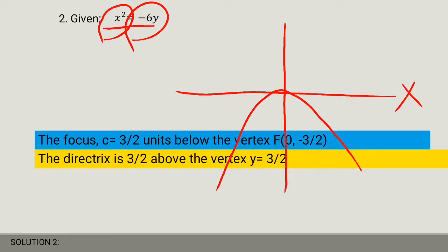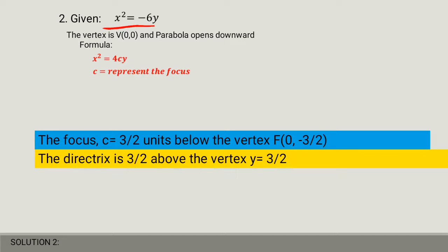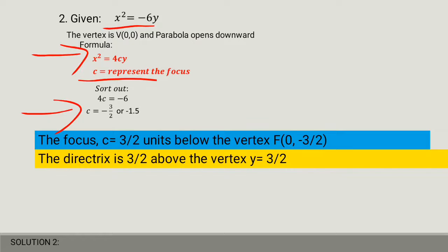Okay? Then, ang ating vertex is at (0, 0). The parabola opens downward. Then, ilalagay natin yung formula ng x squared is equivalent to 4cy. Kukunin natin sa kanila yung 4c, isa-sort out natin saka yung negative 6. Pag-equalin natin sila to get the value of c. The c represent the focus. So, nakuha natin yung c which is negative 3 over 2 or negative 1.5.